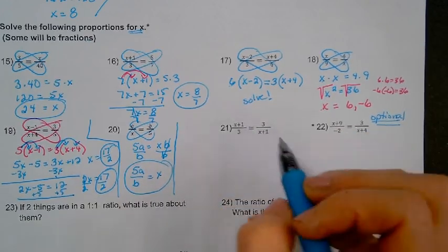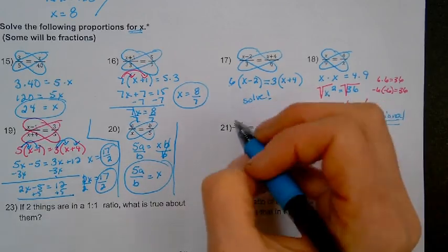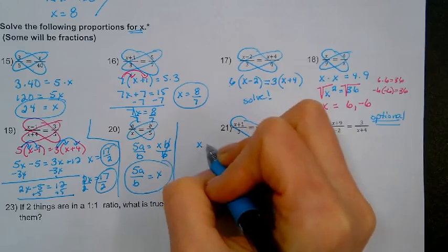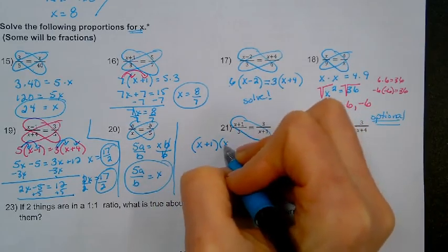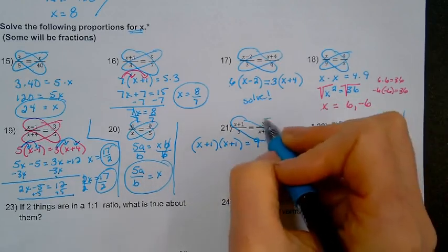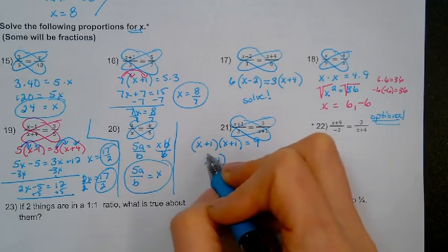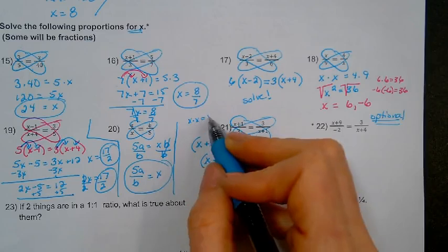All right, so 21, I want you to try it though if you think you know how to do it. We're going to take these two and multiply them together. And the way I showed you in class was I took x plus 1 times x plus 1, and that equals 3 times 3, which is 9, right? And then I said, let's write this as x plus 1 squared, just like if you were multiplying x times x, it's x squared.